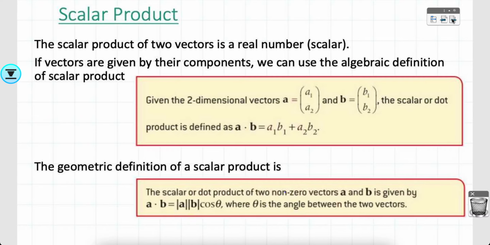So what is a scalar product? From the name itself, we are going to take the product. So we're technically multiplying some numbers, but the result is going to be a scalar. It's going to be a real number.